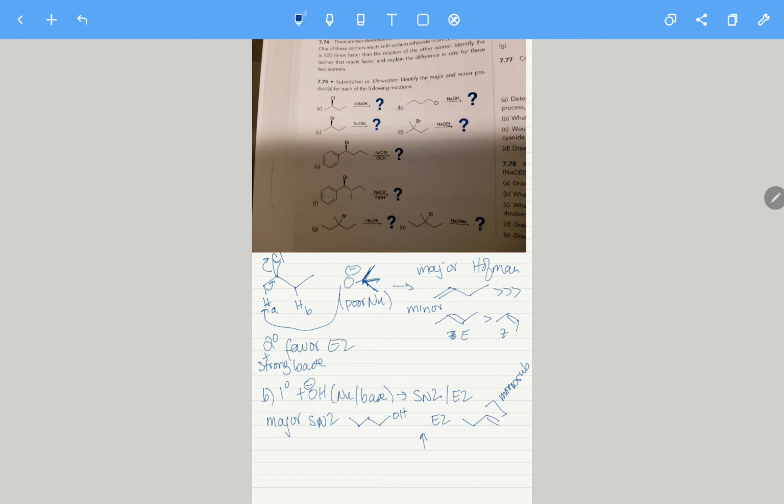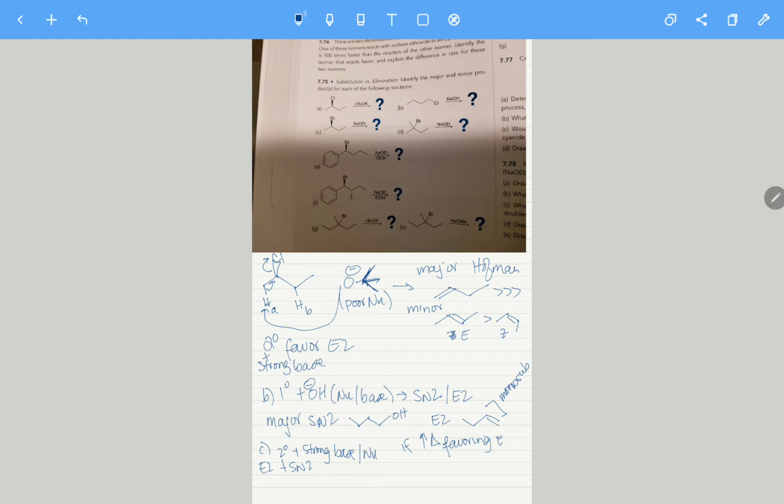Now, if I were to increase the temperature, then I start favoring E2. But because they didn't say that, you can't imply that, okay? So part C says that we're using ethoxide with a secondary. So we're going to have something very similar. We're going to be getting elimination and substitution since it's secondary and you have a strong base/nucleophile. You will favor E2 and SN2.